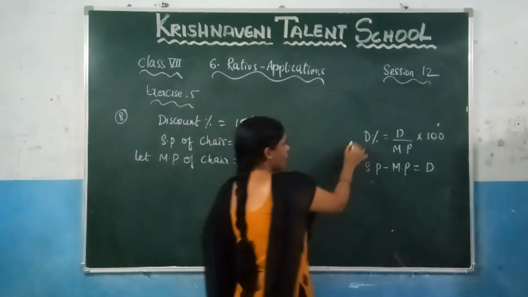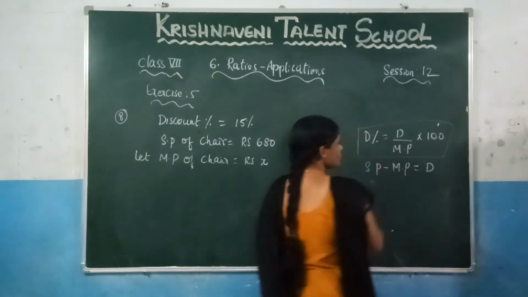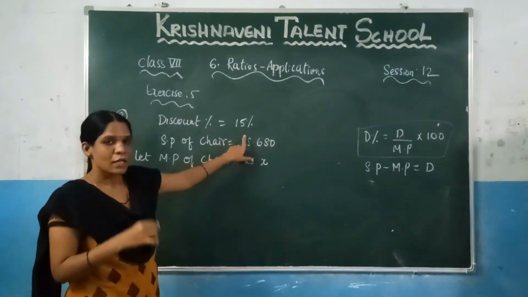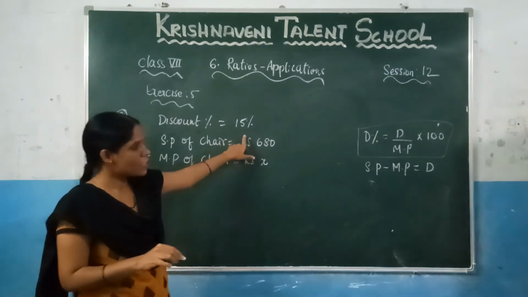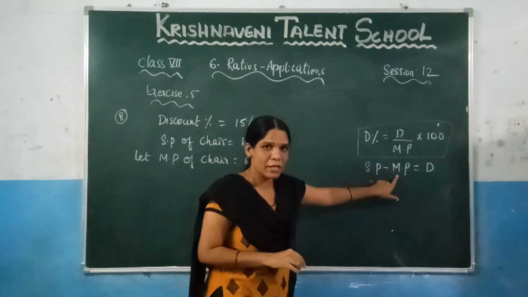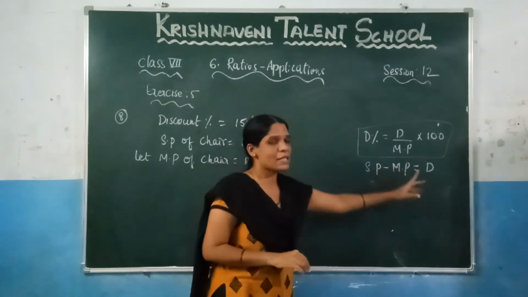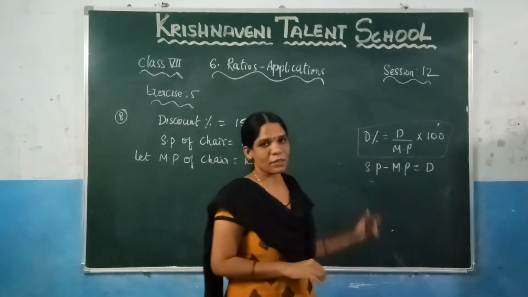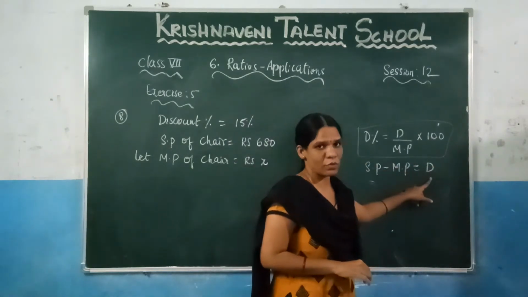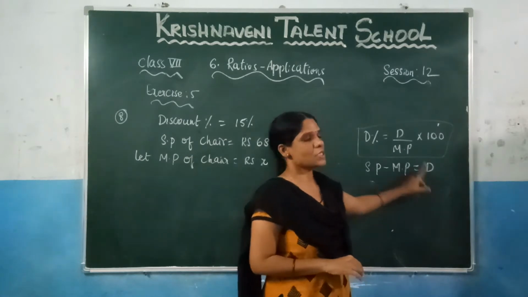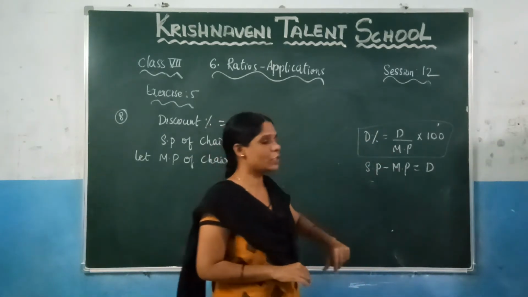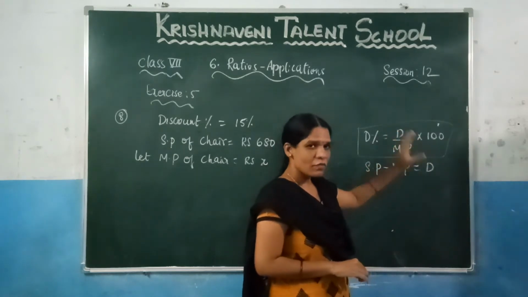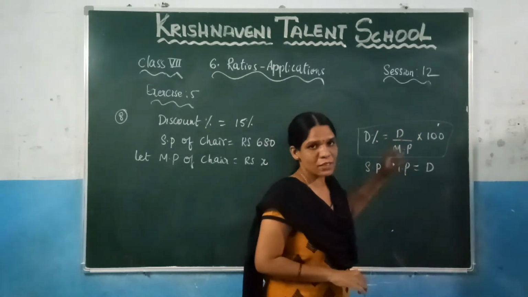So now I am taking this formula. Here they have given the discount percentage, which is 15%. Now you need to find the market price. If you want to find the market price, you need to know the selling price and the discount. If you know the selling price and the discount, you can calculate the market price. But you don't know what the discount is, right? They have given the discount in the form of percentage. Now you need to find the discount in the form of rupees. That means you need to find this value. For that reason, I am applying this formula.